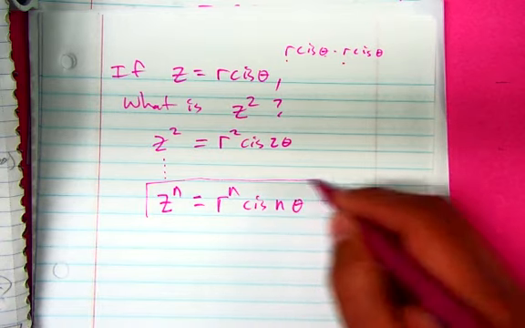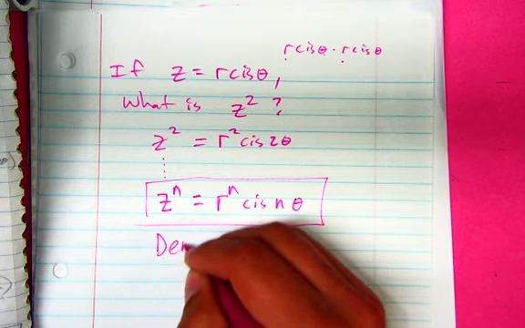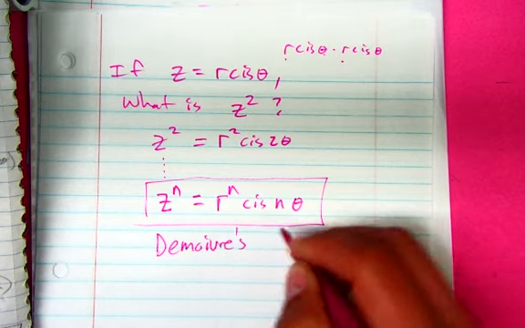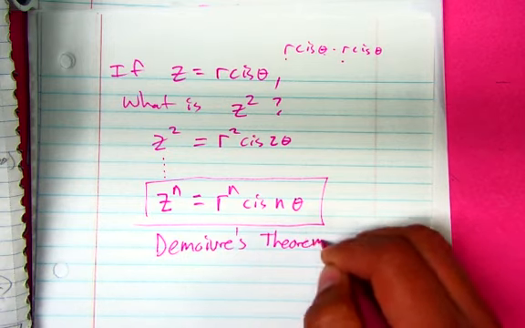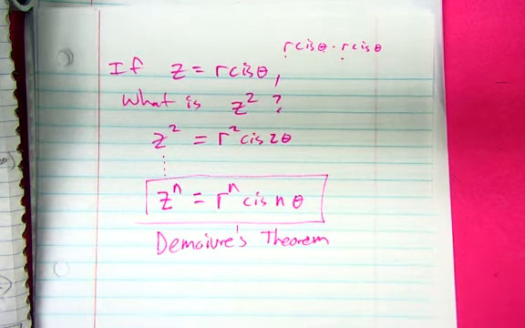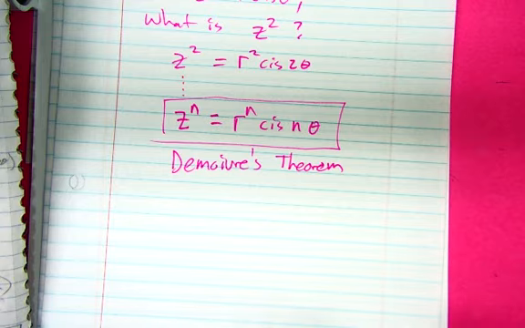This is De Moivre's theorem. De Moivre, you are a G. Let me write that down, then I'll show you. And now we have an even faster way to expand certain kinds of binomials.